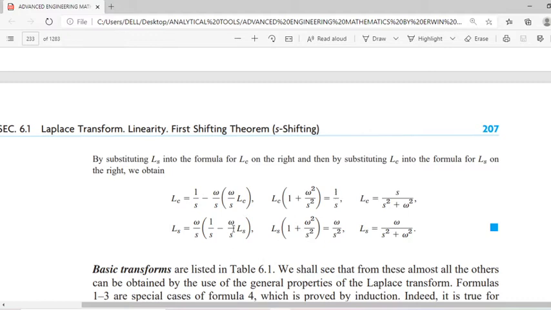So similarly, LS is nothing but omega by s times LC. Just substitute this LC here, and using these two above equations, we can simply see that LS is nothing but omega by s square plus omega square. So what are the formulas? Laplace transformation of cos omega t is s by s square plus omega square.